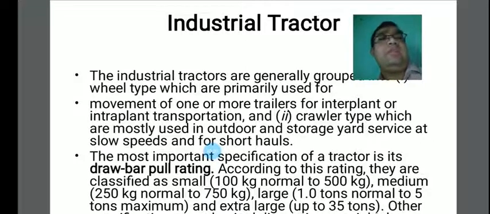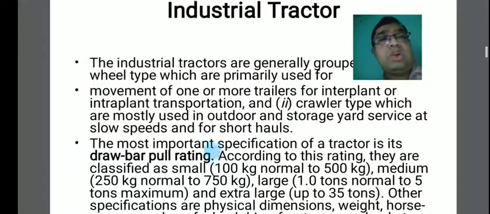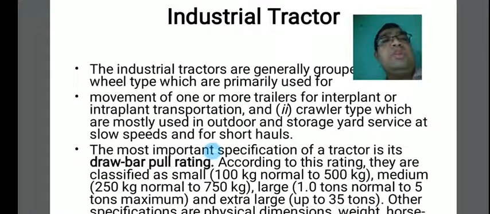But industrial tractors are used for short distances and lighter weights, and bulky types of materials will not be transferred by the industrial tractor. In mud and difficult environments, the truck will not go properly, but industrial tractors go properly over the short haul, in storage areas at slow speeds, and movement there is very easy.